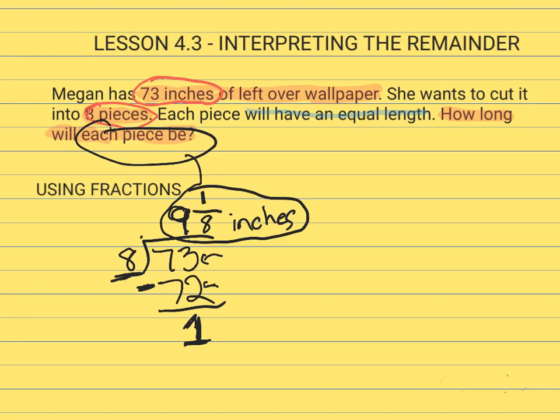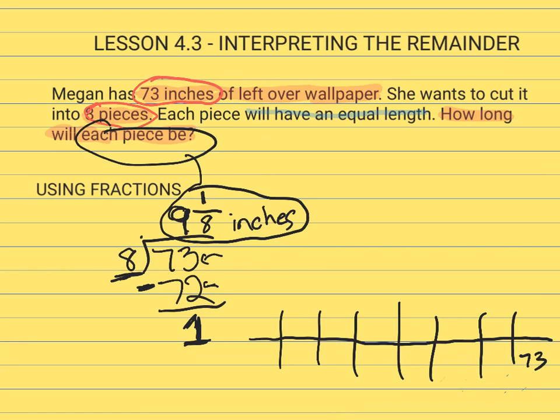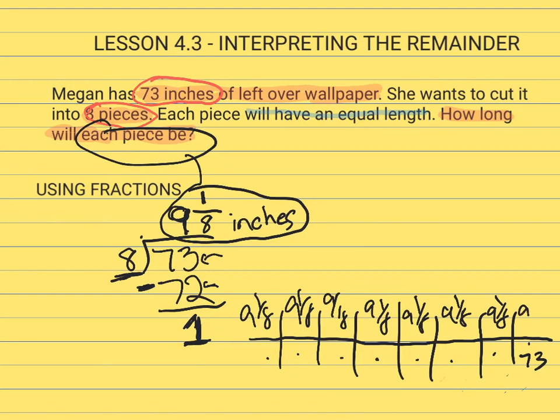And if we were to visualize it, it would look something like this. Here's my piece of wallpaper. It's flat. You can't really see it. And I'm cutting it into 8 pieces, right? So I know this is 73. If I'm going half, there's fourths, and that's about eighths. 1, 2, 3, 4, 5, 6, 7 eighths. So I need each piece to be an equal length. So each piece is going to be 9 1/8, 9 1/8, 9 1/8, and so on, eight pieces of 9 1/8. And we can check this out.